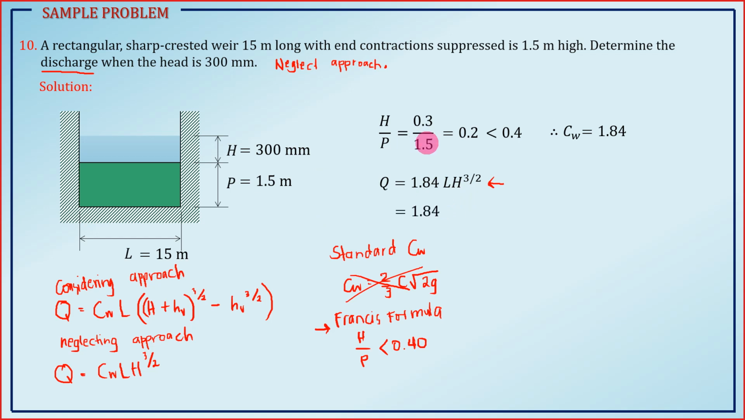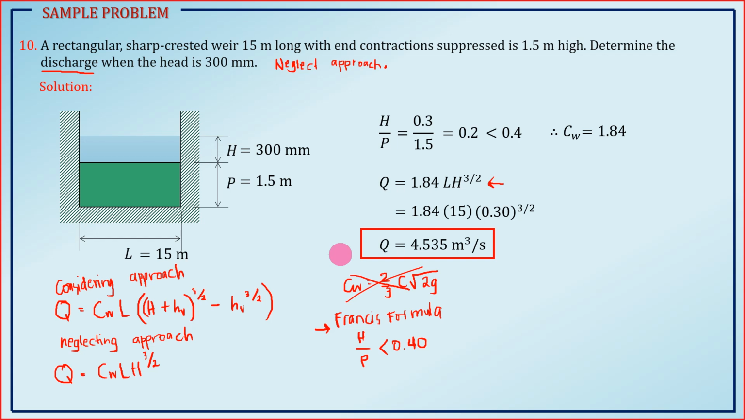Q is equal to 1.84, L is 15, H is 0.3 raised to 3 halves. Simplifying, we have our value of Q, 4.535 cubic meters per second. So, this would be our answer for problem number 10.